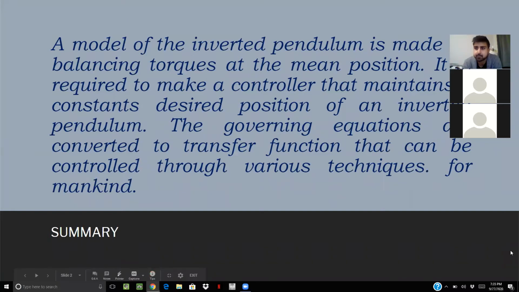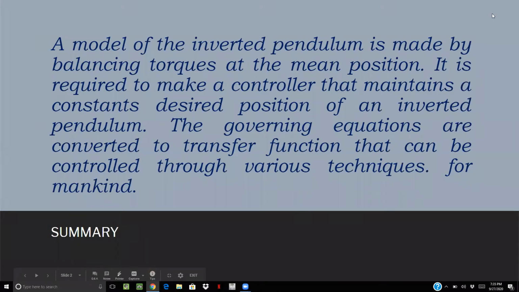We were tasked with making a controller that can maintain a constant position for an inverted pendulum. In order for this to be obtainable, a set of differential equations will have to be utilized to identify the transfer function that will assist in picking out the correct spring, damper, and mass combination.